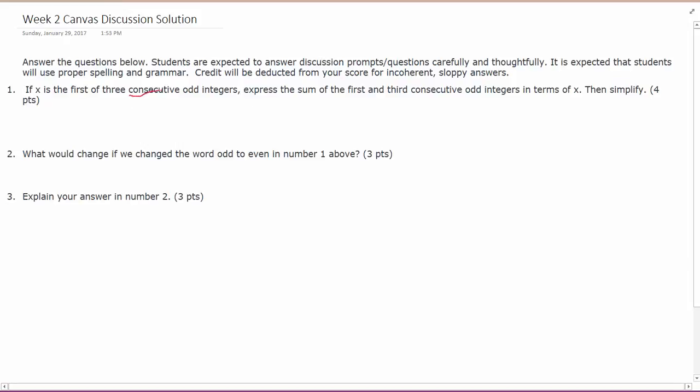Consecutive means in order. We're not skipping any numbers, like 1, 2, 3, 4. Those are all consecutive. Odd numbers are numbers that are not divisible by 2, like 1, 3, 5, 7, and so forth. And then we're also looking at integers, which you should know at this point.